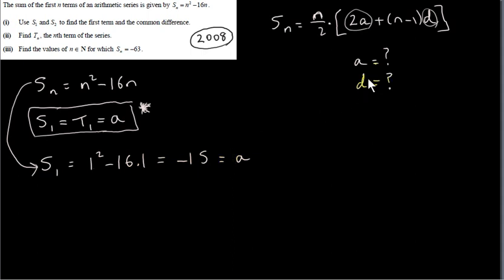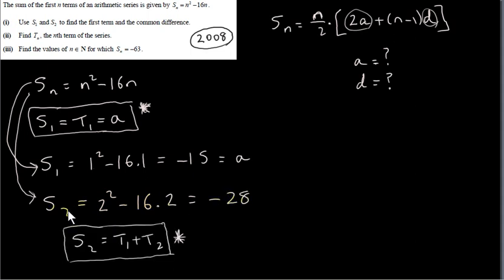Now, how are we going to find d? Well, we first of all find S2. That's the sum of the first two terms. And to do that, we use this expression here, of course, that we're given. So S2 is 2 squared minus 16 times 2. That's 4 minus 32, or minus 28. Now this is S2, the sum of the first two terms.